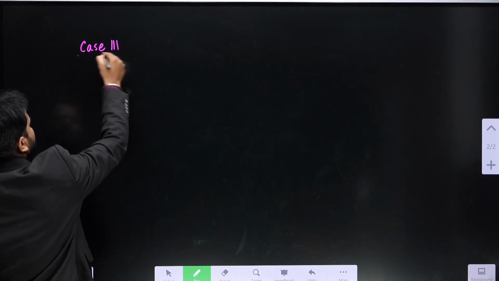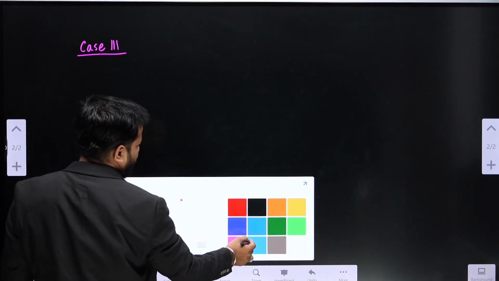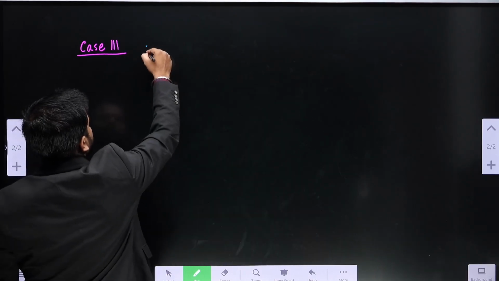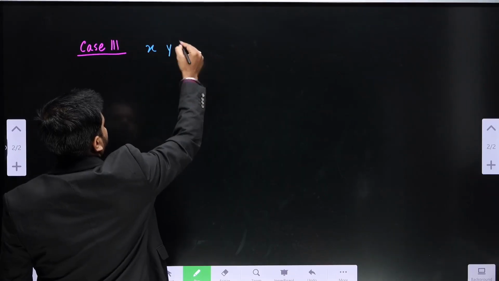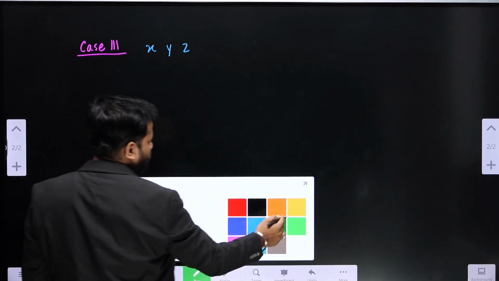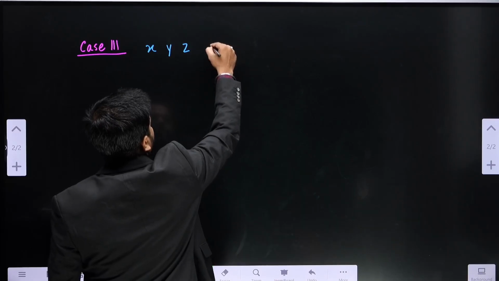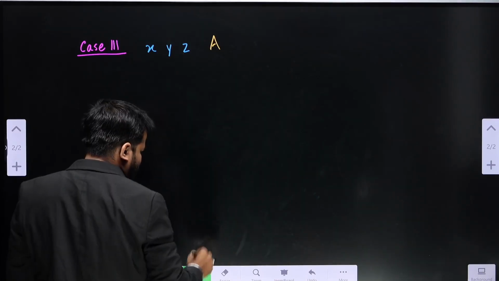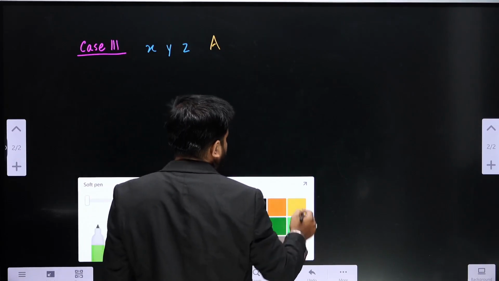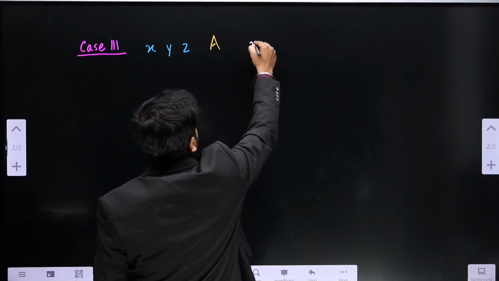Suppose I take case 3, that means you already know that you have to take how many numbers? 3 numbers. Sir, x, y and z. Then I will declare what? I will declare A as the average. Now if I declare A as the average, then what I will do? Sir, I will check the sum of the deviation.